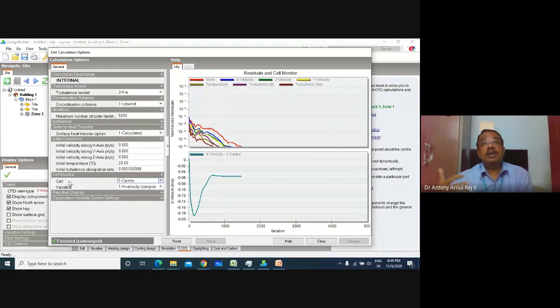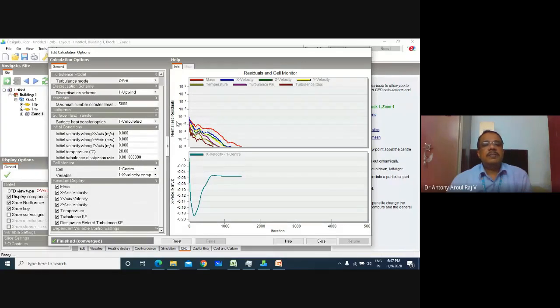Which cell you are monitoring, that also you have to see inside the domain. We have so many cells, so inside the domain it is taking one center point. If you want, you can see that one center point will be there, and it is monitoring that. And the residual display, I just showed you. This is the display.